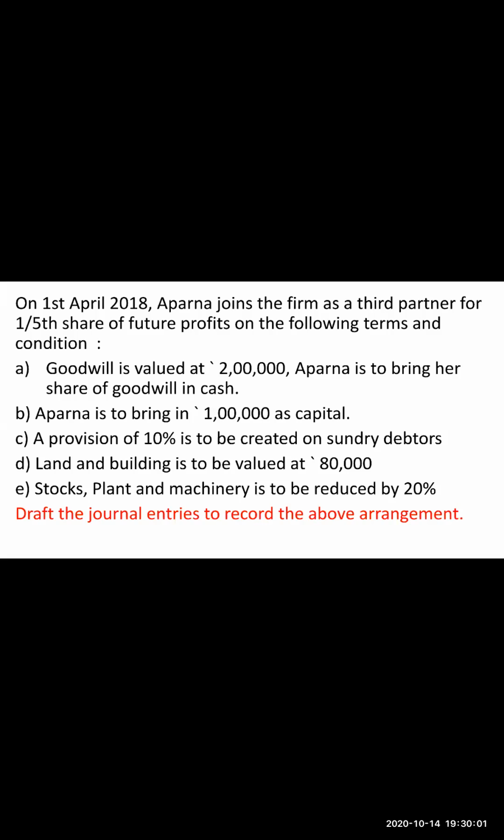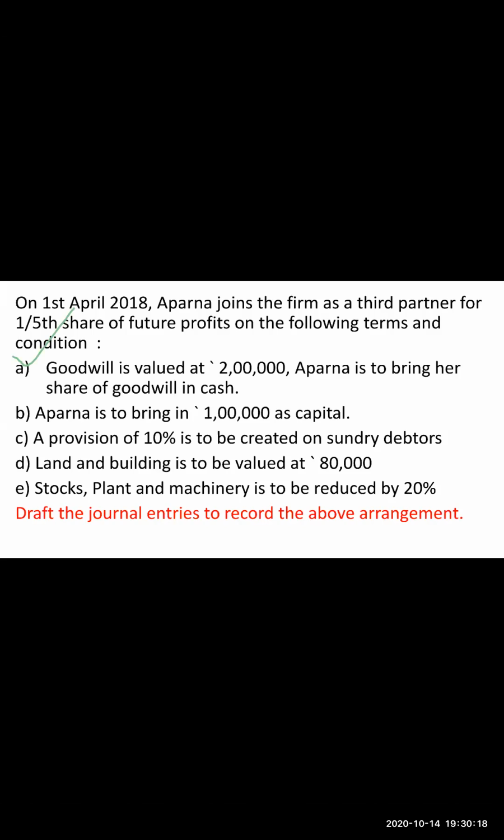Okay, so whenever there are journal entries, always go in sequence. जितना sequence में जाओगे उतना easy हो जाएगा आपको समझने के लिए. ठीक है, so always try to go in sequence. Now here if you see, the first is the goodwill का entry.